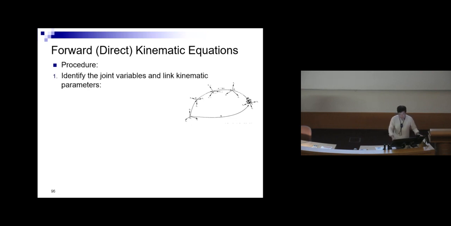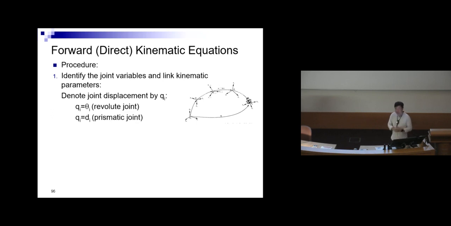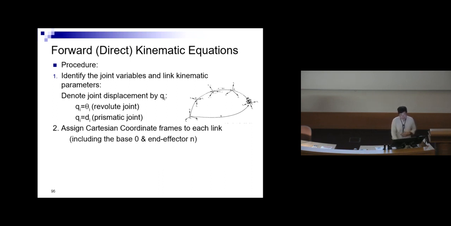So you identify the joint variable and link kinematic parameters. You can denote the joint displacement by Qi. So Qi will be equal to theta i if it's a revolute joint, and Qi is equal to di if it's a prismatic joint. And then you assign the Cartesian coordinate frame to each of the links, and include the base 0 and end effector n that we have gone through just now.